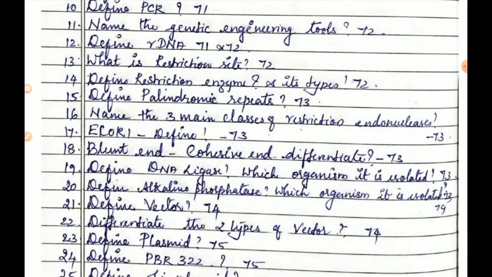Under the heading 4.4.4 Vector, the answer is given from the second line end. A vector is a small DNA molecule capable of self-replication, and it is used as a carrier and transporter of DNA fragment which is inserted for cloning experiment. Vector is also called cloning vehicle or cloning DNA. Close the bracket. The next question, 22nd question.